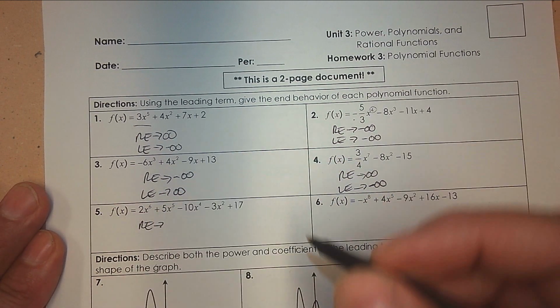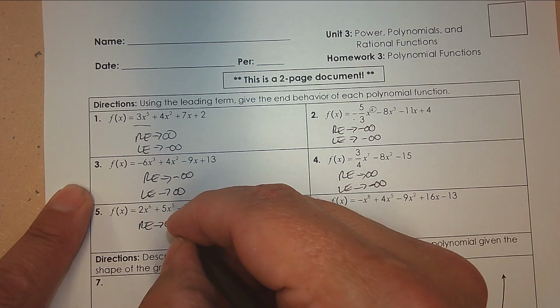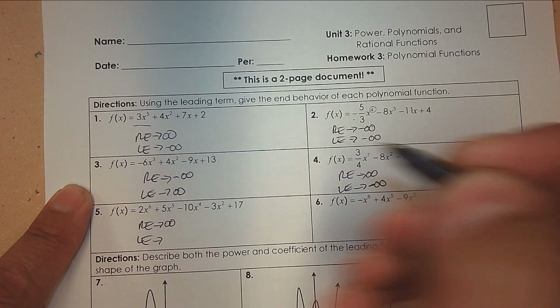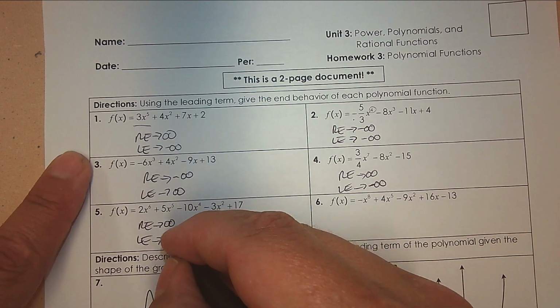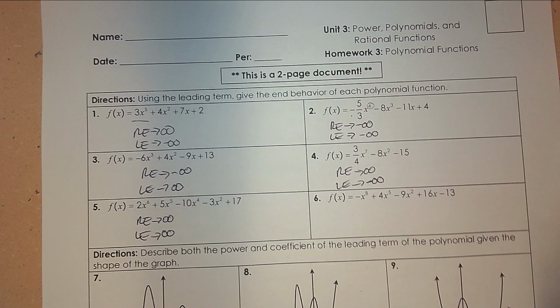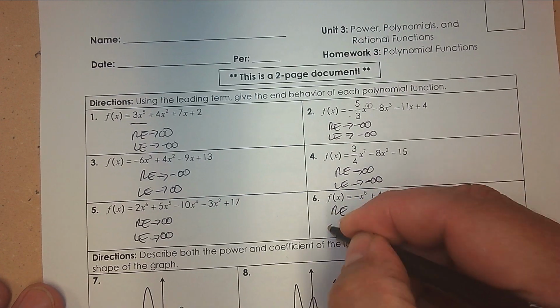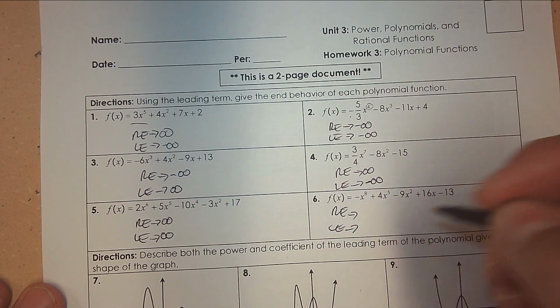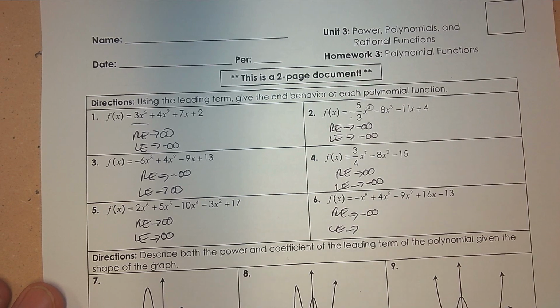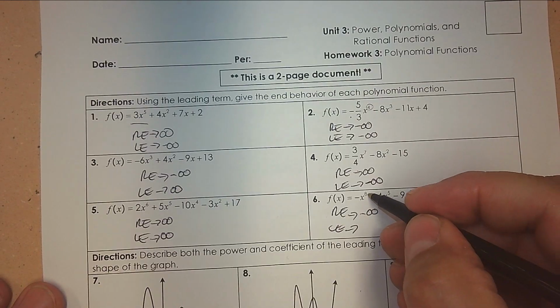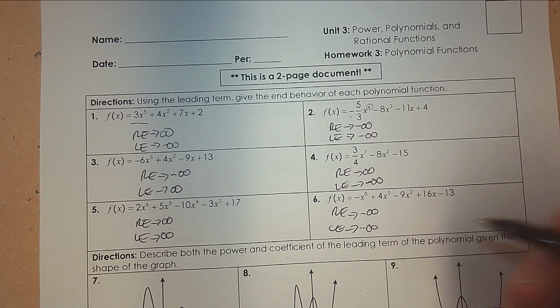Again, the leading term here is positive, so the right end is going up, while the left end has an even exponent, so it joins it. So both ends are going to infinity. Here's the last one. Negative in front, that means the right end is going to negative infinity. Even exponent means the left end is going to join it.